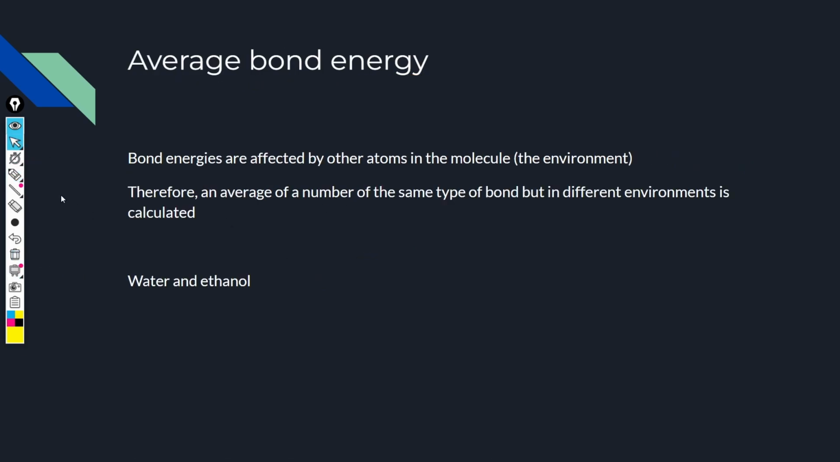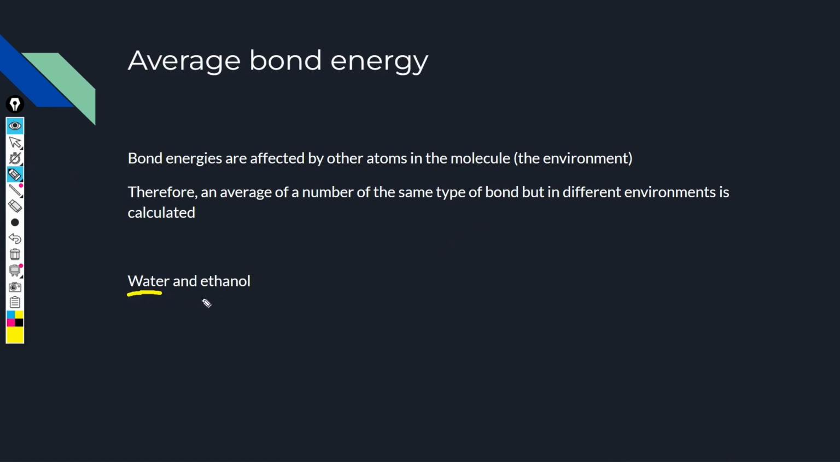However, this isn't always accurate, which is where we learn about average bond energy, because the bond energy can be influenced by other atoms in the molecule. Therefore, an average of the same type of bonds but in different environments is calculated.